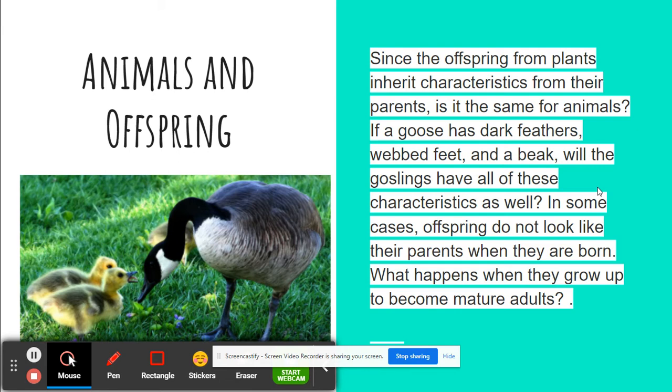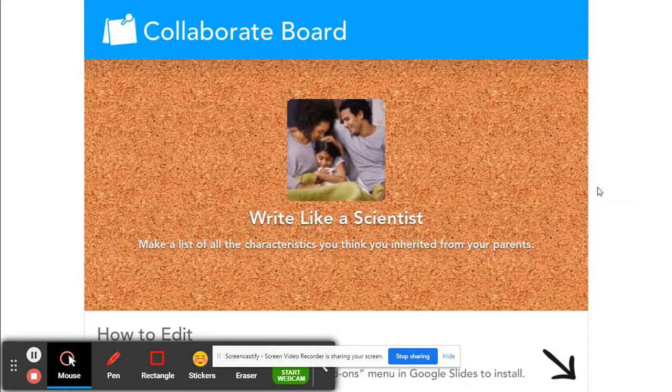If a goose has dark feathers, webbed feet, and a beak, will the goslings have all of these characteristics as well? In some cases, offspring do not look like their parents when they are born. What happens when they grow up to become mature adults? So, write like a scientist. Make a list of all the characteristics you think you inherited from your parents.